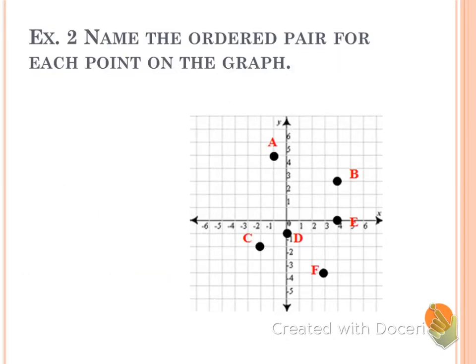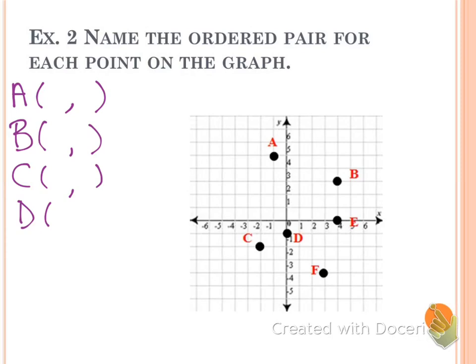All right, on example 2, we are asked to name the ordered pair for each point on the graph. So we are going to be listing out the ordered pair for all of them. We always start at the origin, and then we're going to have to figure out how to get to whatever point it is. So A, B, C, D, E, and F.